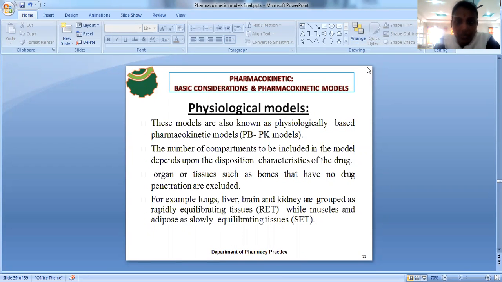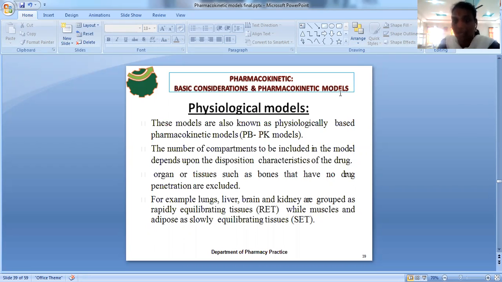Hello everyone, today we are going to deal with pharmacokinetic models, which include the physicochemical physiological models as well as the distributed parameter models. Till now I have discussed the different compartment models under the pharmacokinetic models. Depending upon the approach, they are classified into two types: first one is the model approach and second one is the model independent approach.